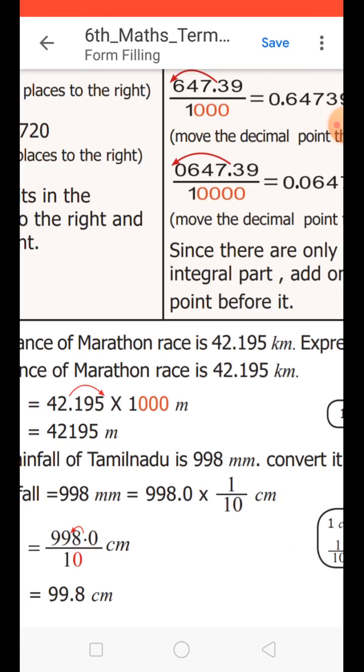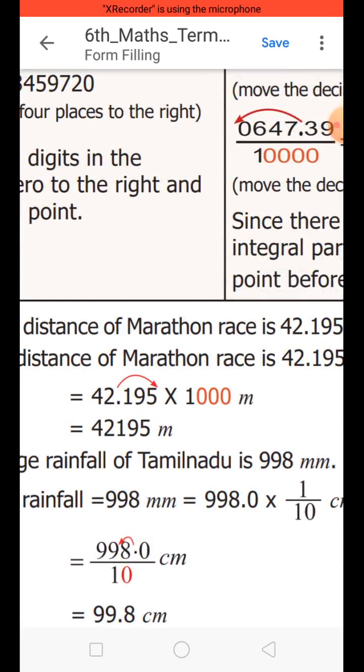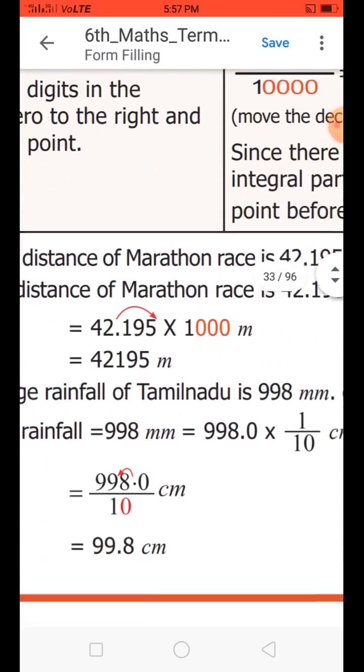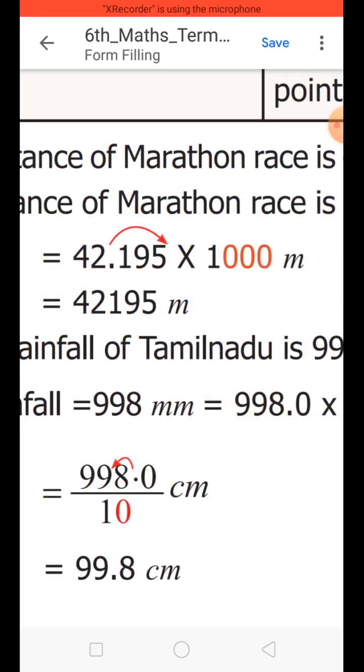So 42.195 multiplied by 1000. Okay, 1000 means what? Having three zeros. So three zeros means move the decimal point by three places. So where is the decimal point? Here, before 1. Moving the decimal point by three places means after 195 you have to put the decimal point. But I already said that for a last point we don't need any decimal point. So 42195 meter. That's it.